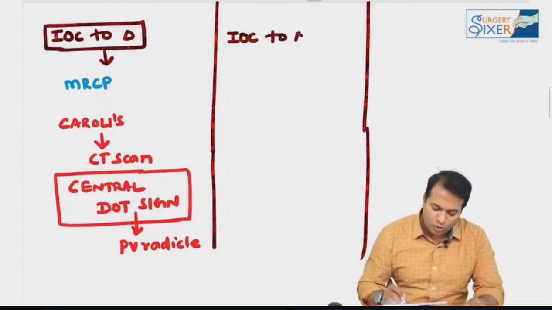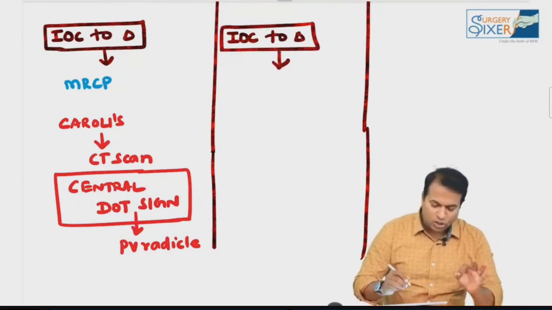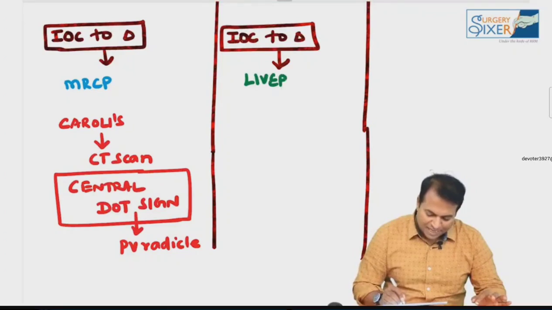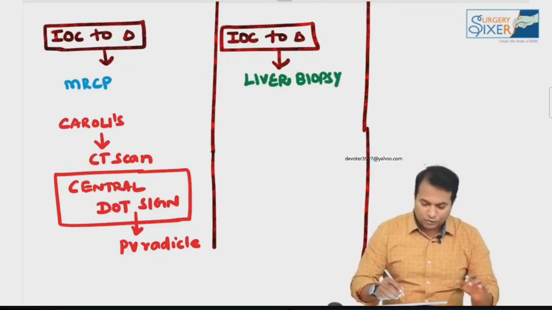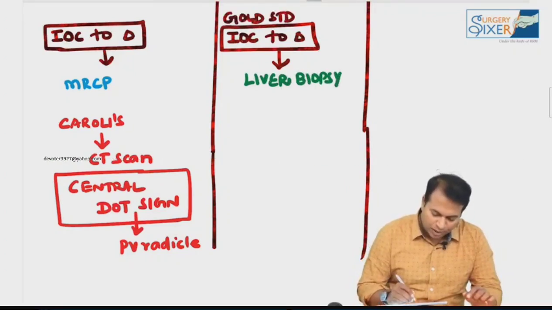Investigation of choice to diagnose EHBA is what? This is highly controversial, but the controversy is cleared by Sabiston. Sabiston says the best answer is liver biopsy. Investigation of choice or the gold standard investigation, both are liver biopsy for EHBA.